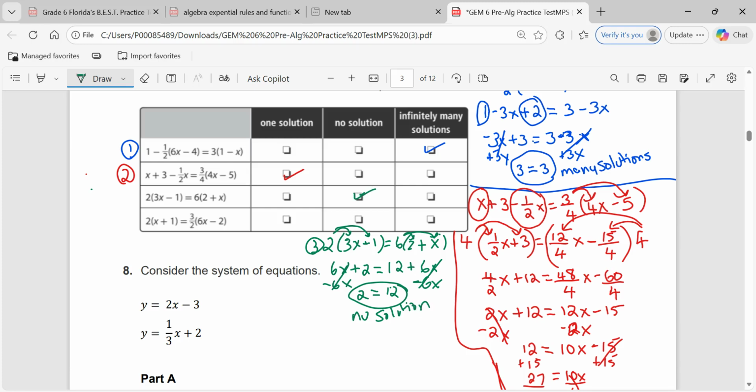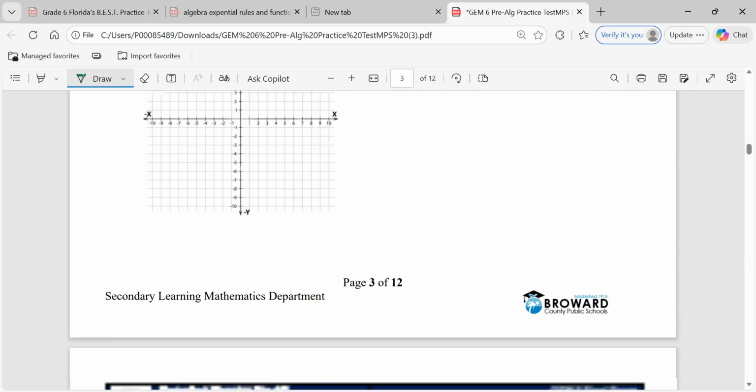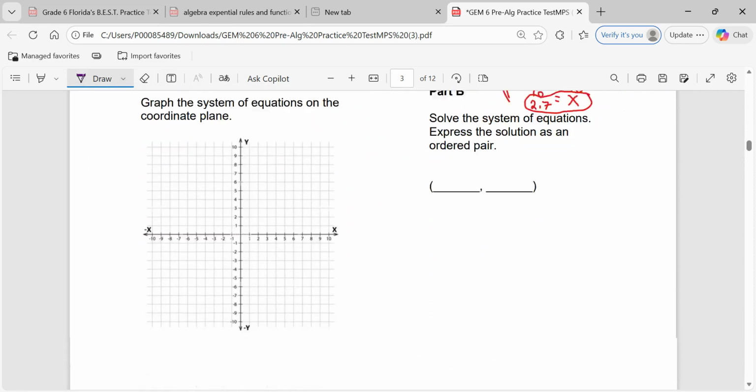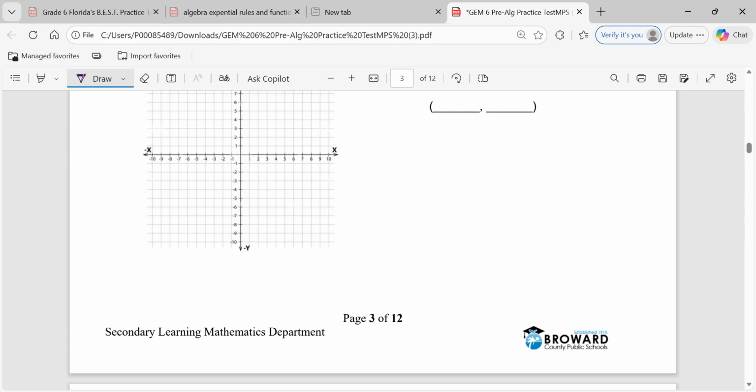Then we have one more to go. I need some space, so I'm going to come down here. That's 2. That's 3. And I'm going to do number 4 in purple, just down here a bit. So number 4 says 2 times x plus 1 is equal to 3 halves, 6x rather, 6x minus 2.